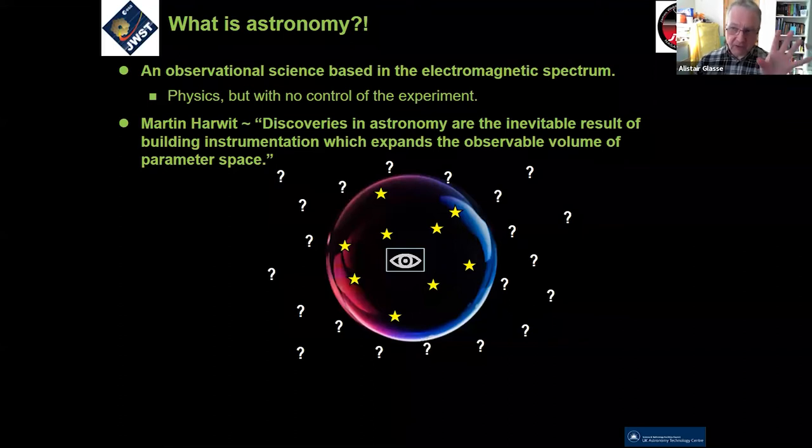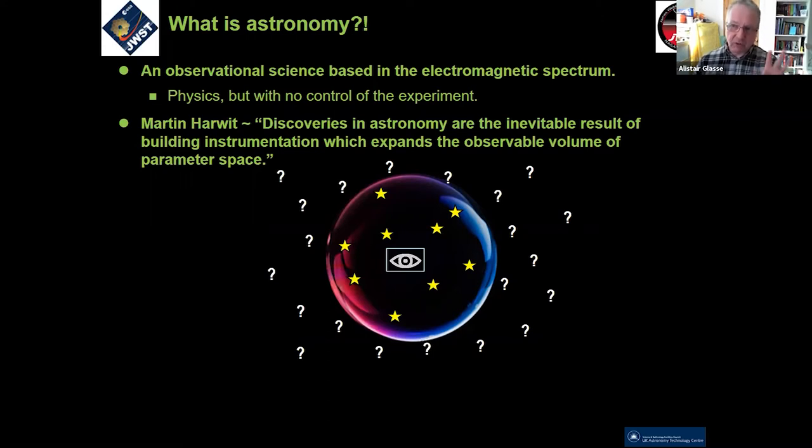So spectroscopy is becoming more and more important, has been over the past 20, 30 years. So it's physics, but where you can't control the experiment. We can't build a star, we can't tweak a black hole, you can't fiddle with things. All you can do is observe.